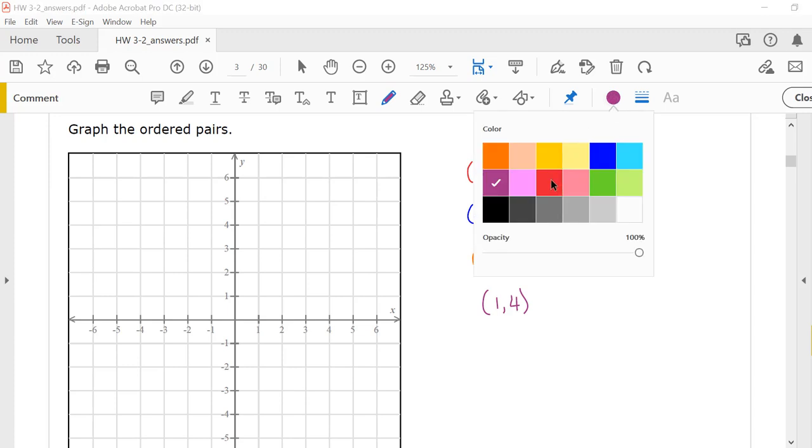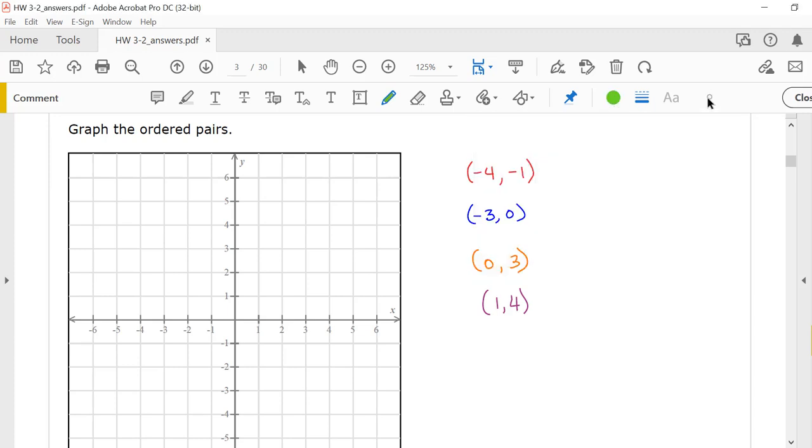Okay, starting with negative 4, negative 1. Remember, our x comes first and then our y. This is the x-axis, so I need to go left and right first. This is our y-axis, then I need to go up and down. So to show you for negative 4, negative 1, I'm going to go negative 4 and then negative 1. So my point will be right here. For negative 3, 0, I need to go negative 3 and then 0 in the y direction. So my point is right here.